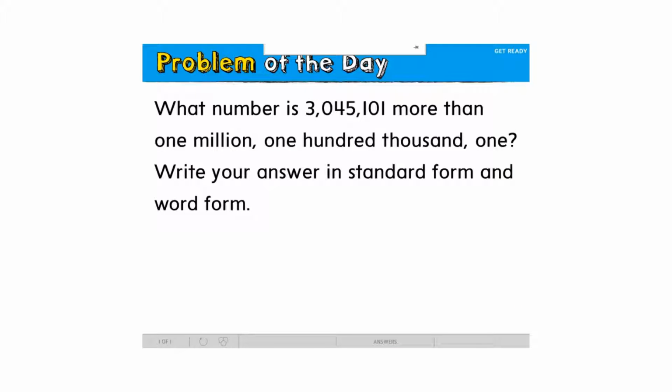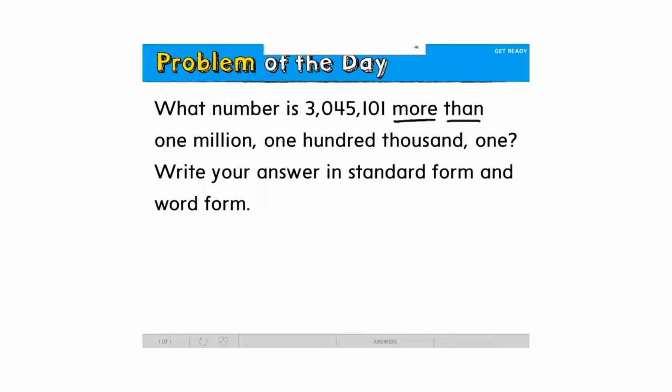Here's your problem of the day. What number is 3,045,101 more than, I'm going to underline that because those are important words, 1,100,001. And it actually asks you to write your number in standard form and in word form when you get an answer. So since the question says more than, what operation are we using? Addition. So we're going to be adding those 2 numbers together.